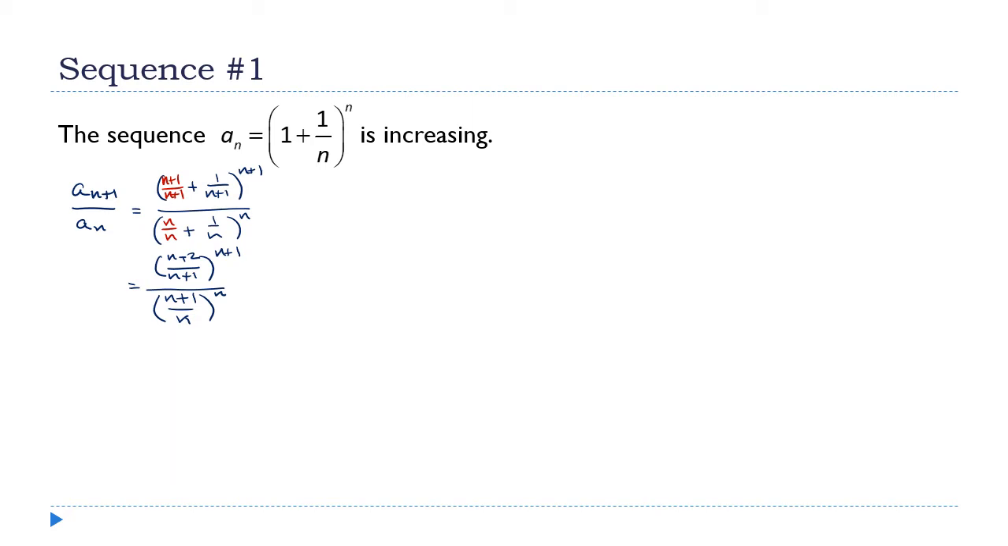What to do next? Well, let's flip the fraction over, right? So I'm going to make this ((n+2)/(n+1))^(n+1) times (n/(n+1))^n, right? That's how we divide fractions, right? You flip the bottom one over and you multiply. Okay, so let's see. Now what am I going to do?